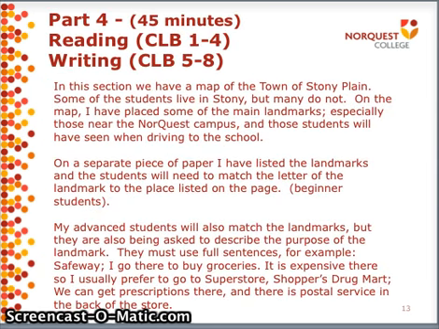I'm now going to be working with my students on community maps. In our case, it's the town of Stony Plain. I have given all of the students their own particular map. On the map, I've placed some of the main landmarks, and on a separate piece of paper, I have listed the landmarks. For the beginner students, I'm going to be using this as primarily a matching exercise.